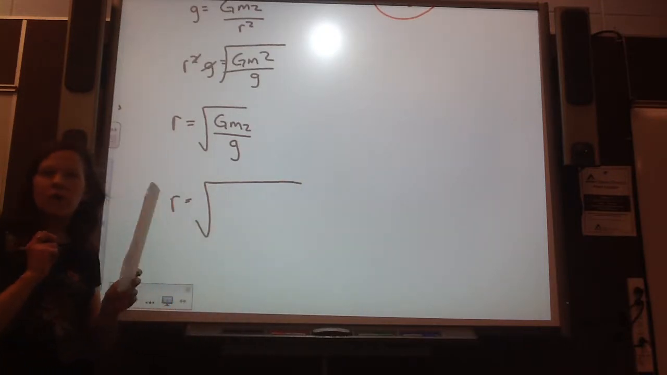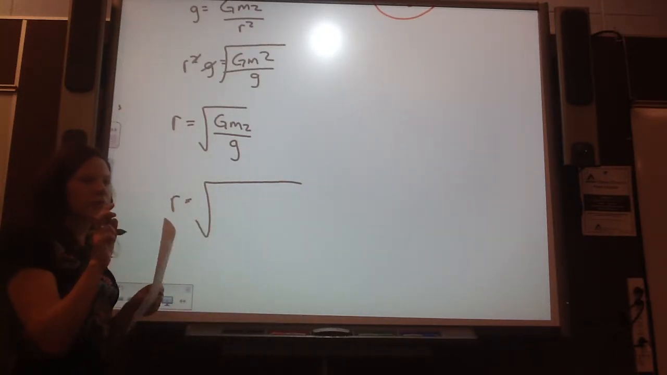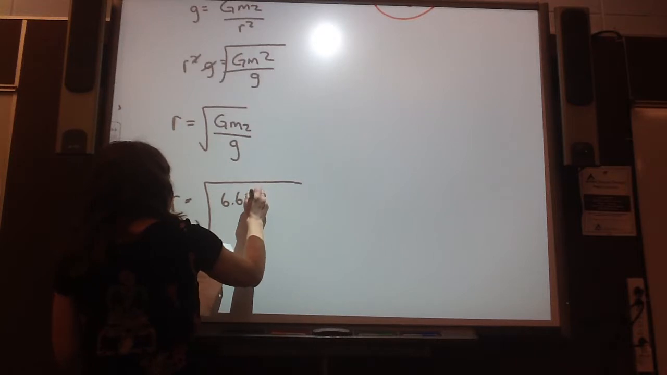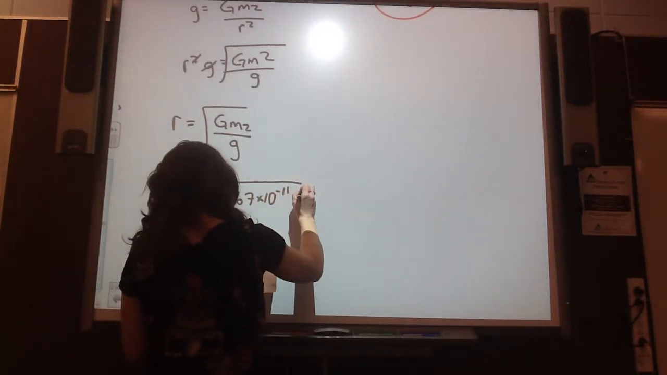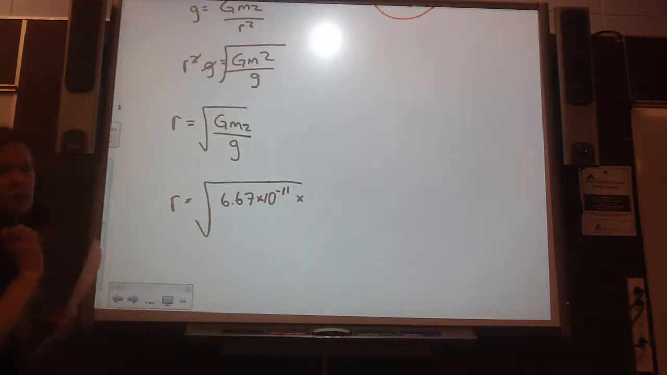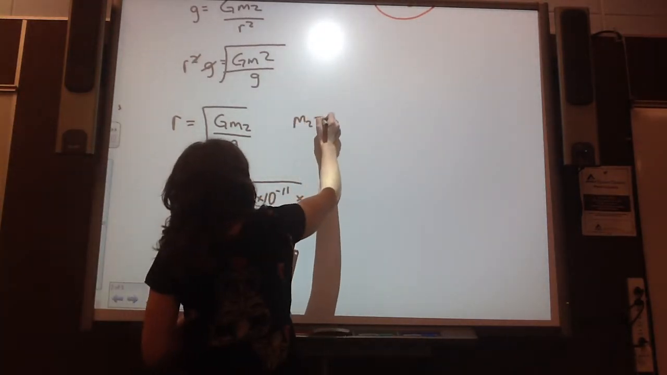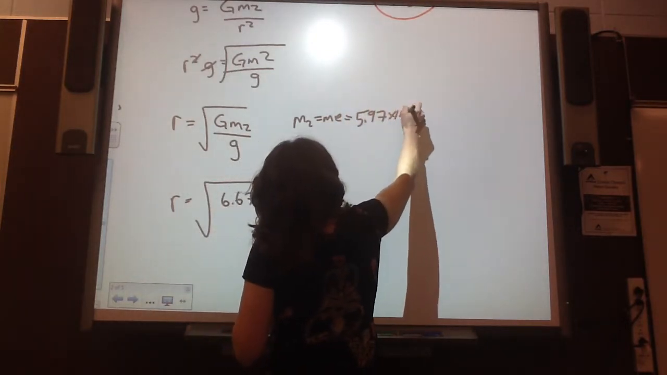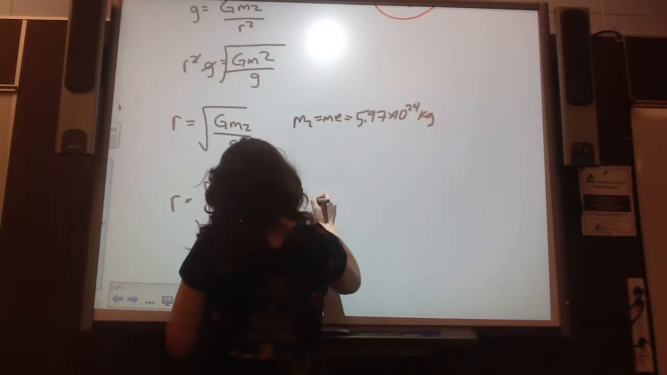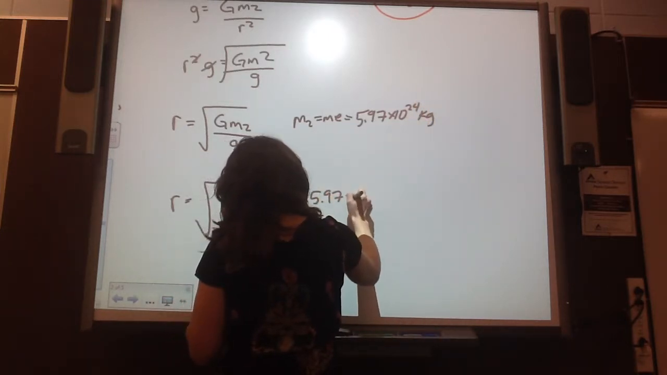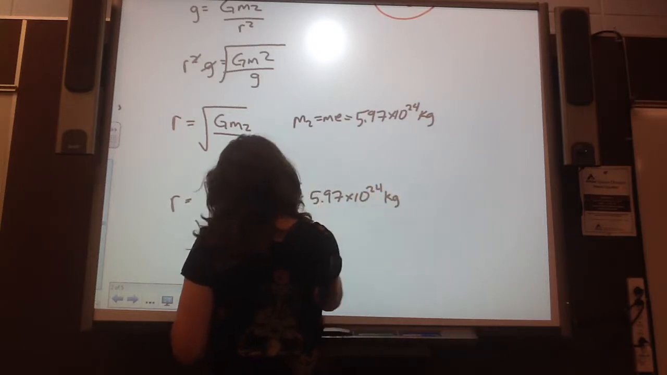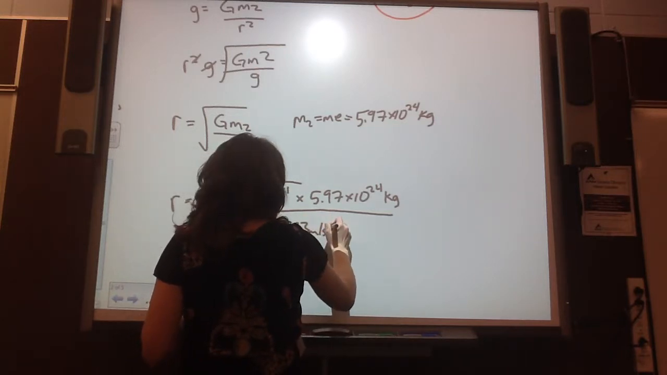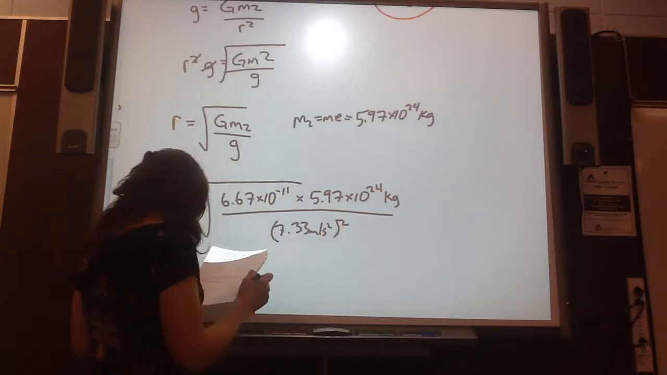Now remember, have your data booklet with you at all times so that you can flip and see what's going on here. So big G is 6.67 times 10 to the negative 11 multiplied by Earth's mass. So my M2 is ME, and that's on your data sheet too. That's 5.97 times 10 to the 24 kilograms. This is all divided by 7.33 meters per second squared, and that value needs to be squared.